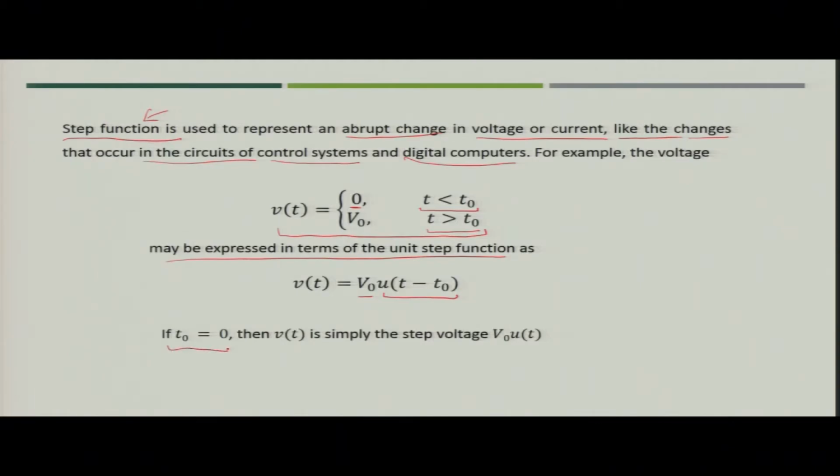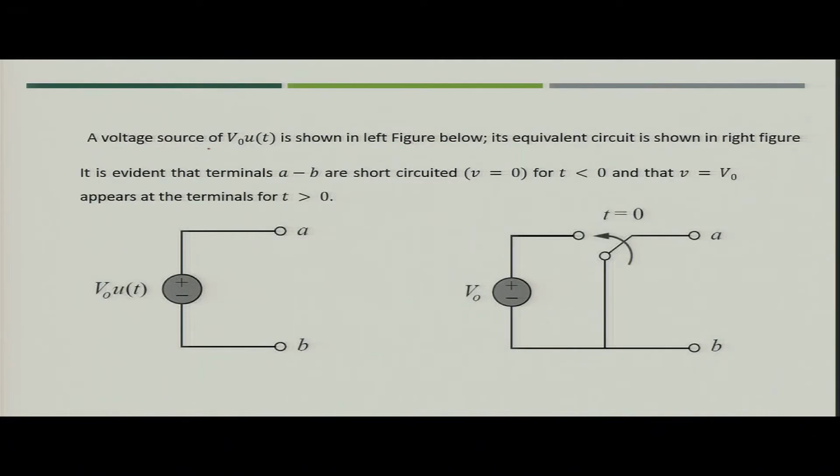Then if t naught is equal to 0, V(t) is simply the step voltage V naught u(t). So, if you put t naught equal to 0, it will simply become V naught multiplied by the unit step function. Now, the voltage source V naught u(t) is shown in the figure.